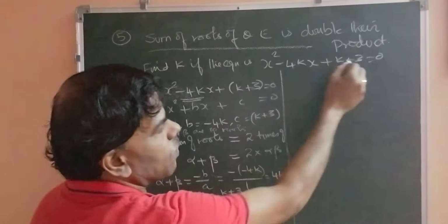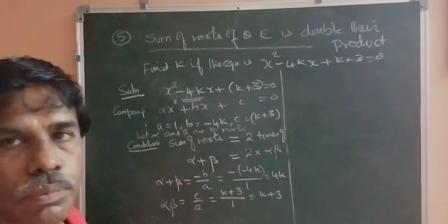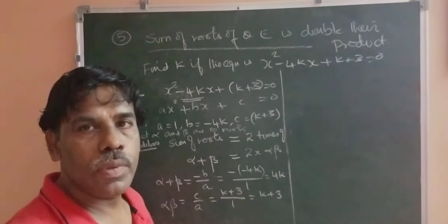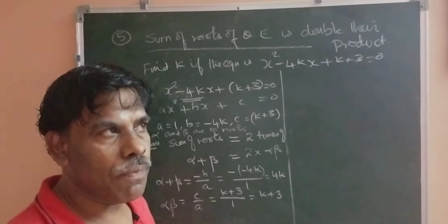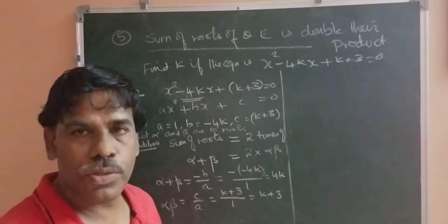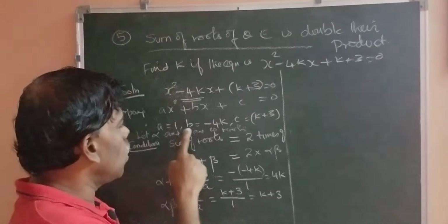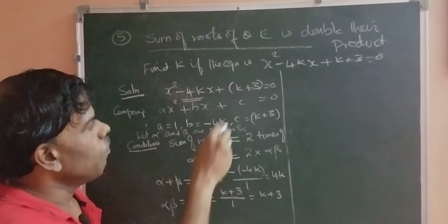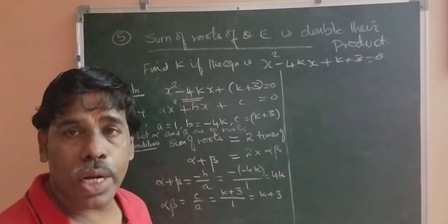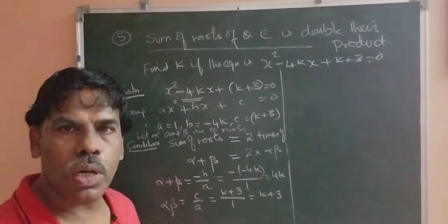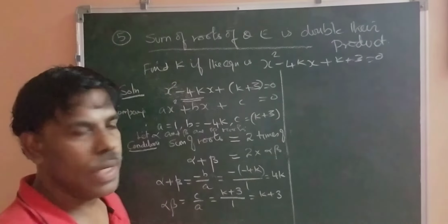This is the equation given to you. What did you do? You compared it with the standard equation ax square plus bx plus c equal to 0. So you got a equal to 1, b equal to minus 4k and c equal to k plus 3. Now we do not know the roots of this quadratic equation, so we have assumed that the roots are alpha and beta.